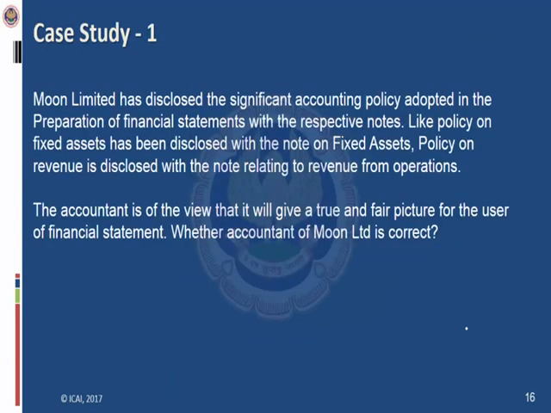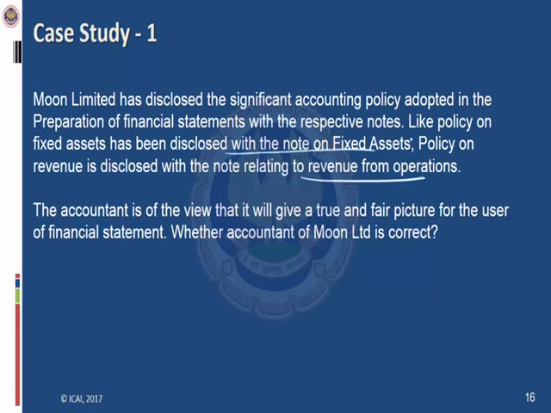So coming to case study 1, Moon Limited has disclosed the significant accounting policies adopted in the preparation of financial statements with the respective notes. Like policy on fixed assets has been disclosed with the note on fixed assets. Policy on revenue is disclosed with the note relating to revenue from operations.